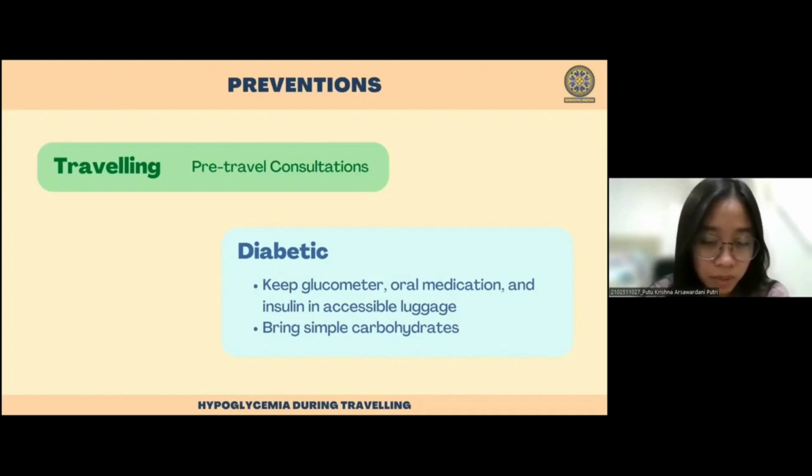Diabetic patients should also keep a glucometer, oral medication, and insulin in an easily accessible luggage throughout the duration of travel. Simple carbohydrates such as glucose tablets, gels, or candy to relieve symptoms of hypoglycemia should also be prepared. Furthermore, patients should maintain adequate hydration and check blood glucose every 4 to 6 hours. If patients are traveling by plane, the airline should be informed about the patient's condition at least 2 days prior to their travel. In addition, patients should also keep a medical document from their physician that states their condition.